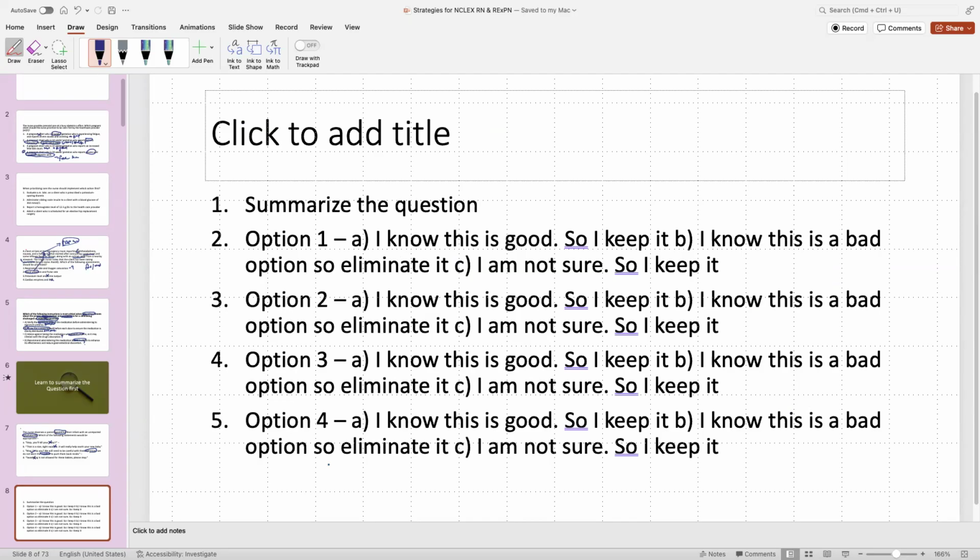Now if you have two or three options remaining, connect them to the summary of the question and to the keywords in the question, and see which one connects better. Don't think like a gynecologist, don't think like a cardiologist, don't think like a respiratory specialist or anything. Think like an entry-level nurse when you're answering the question.